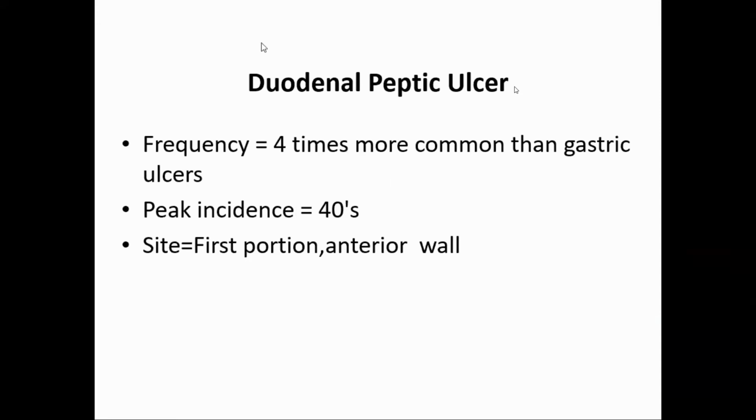Now, duodenal peptic ulcer has all the features of the gastric ulcer. As I told you, you have to say it is punched out, with a clean surface; all those features will be here also. The only thing is, it is 4 times more common than gastric ulcer, and it occurs at a younger age, in the 40s. That was in the 50s. And the site of duodenal ulcer is the first portion of the duodenum, anterior wall. This is the most common site. First part of duodenum in the anterior wall. So this is duodenal peptic ulcer. Morphologically, gross and microscopic features will be the same as gastric ulcer.